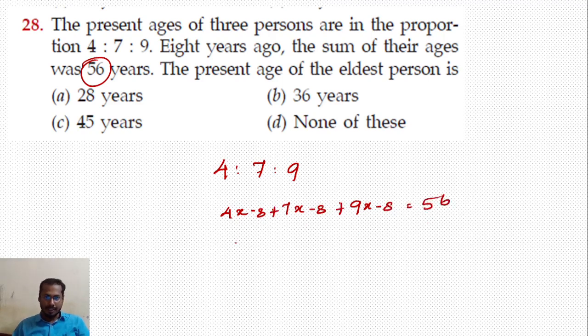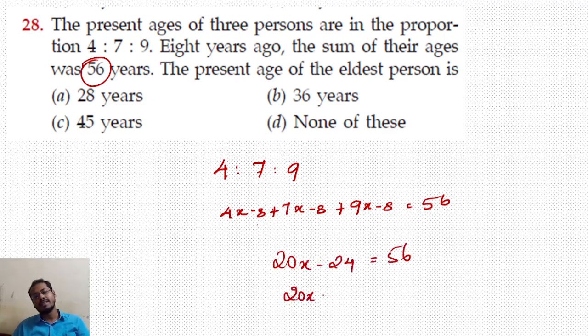So, 4x plus 7x plus 9x, what is the total? 9 plus 4 is 13, 13 plus 7 is 20. 20x minus 8 minus 8 minus 8, that is 24. 20x minus 24 is equal to 56. Is that clear? 20x minus 24 is equal to 56.